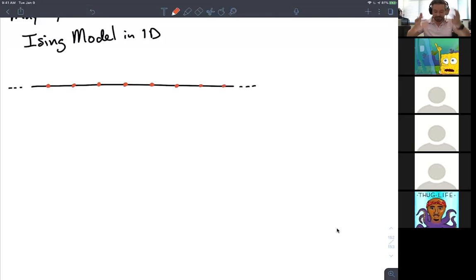So when I draw the spins, they're going to look something like this. Okay, very good. And we are going to label each site on this lattice by an index. The index we call i. So this is i equals 1. This is i equals 2. i equals 3, and so on, all the way up to i equals N. So we have N electrons.